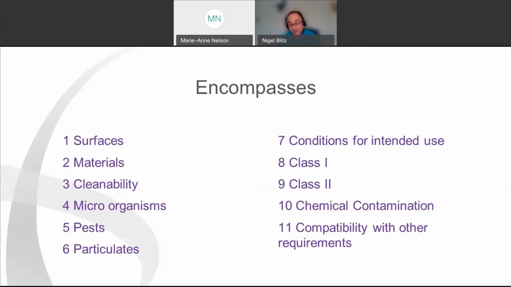Conditions for intended use, so all normal or reasonably expected conditions that you're going to use them in. Are they going to be class 1 equipment, which is cleaned in place, as in you don't dismantle it? It's things like dairies and breweries. Class 2, which is cleaned out of place, which is where you're able to dismantle it and strip it down, things like equipment in, say, sandwich factories or bakeries or potato processing factories, for example.